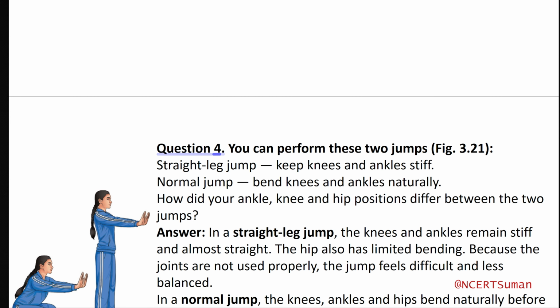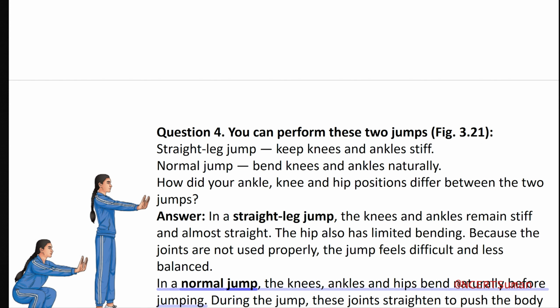Question 4. You can perform these 2 jumps. Fig 3.21. Straight leg jump, keep knees and ankles stiff. Normal jump, bend knees and ankles naturally. How did your ankle, knee, and hip positions differ between the 2 jumps? Answer: in a straight leg jump, the knees and ankles remain stiff and almost straight. The hip also has limited bending. Because the joints are not used properly, the jump feels difficult and less balanced.